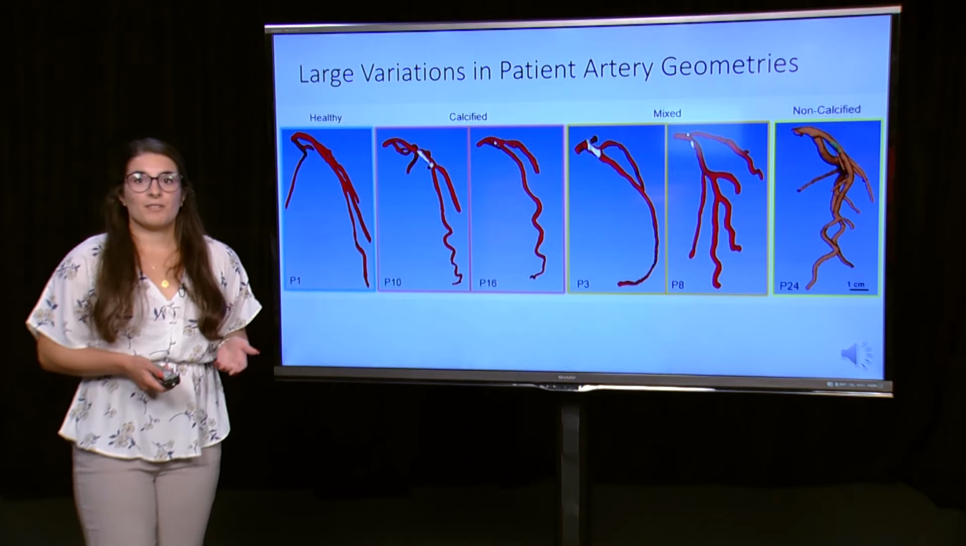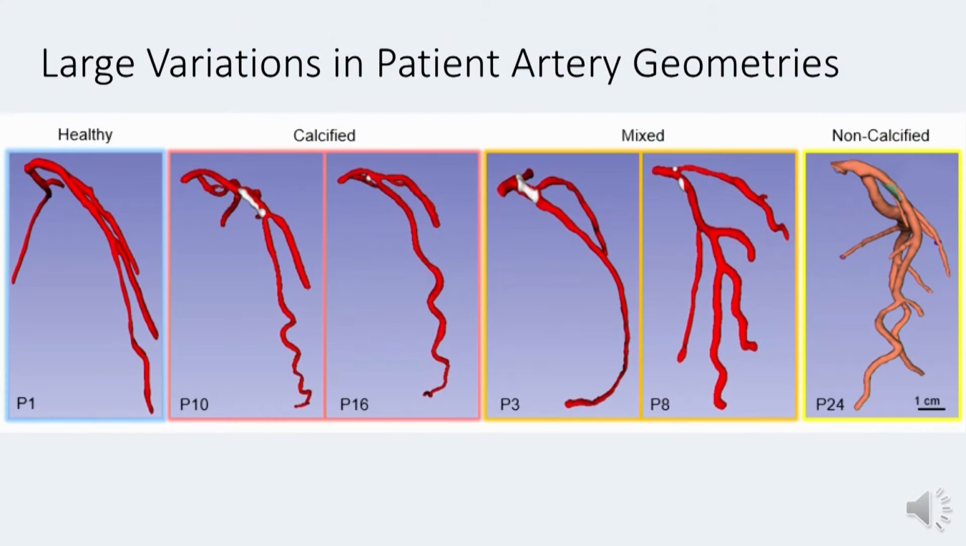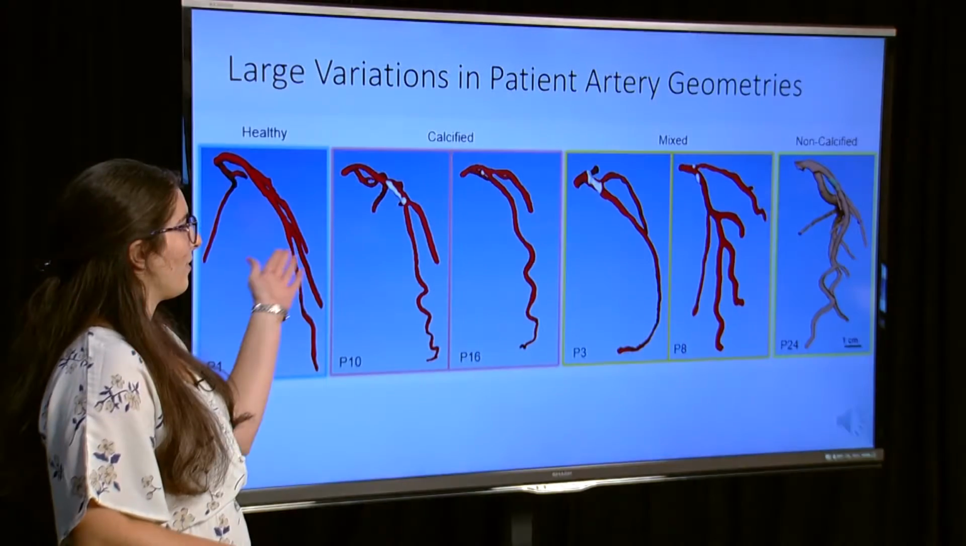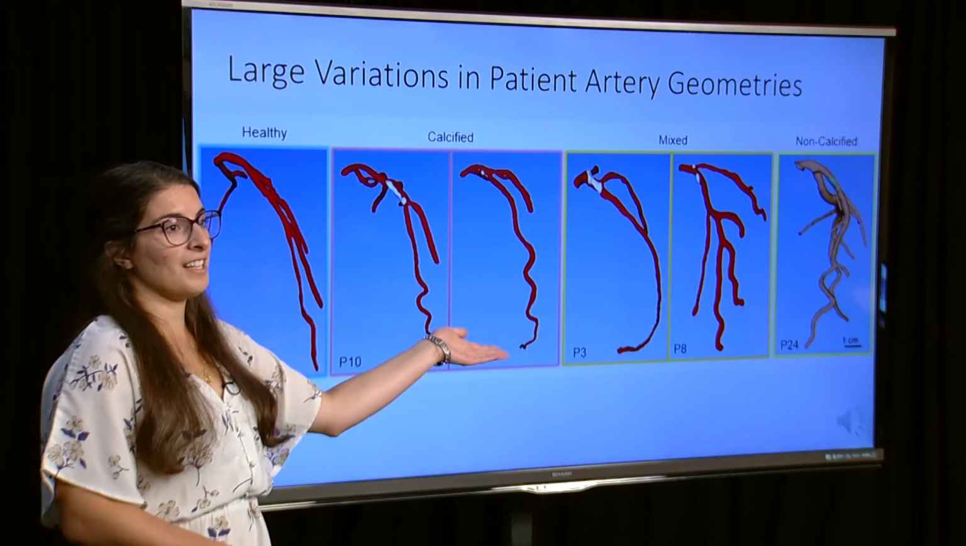And as we can see in these representative geometries, there's a large variation between the patients and their plaque types. So we have a healthy model, calcified, mixed, and non-calcified.